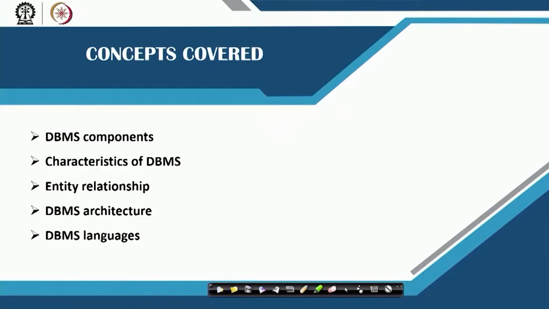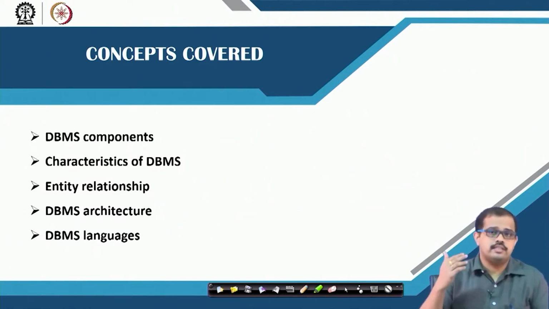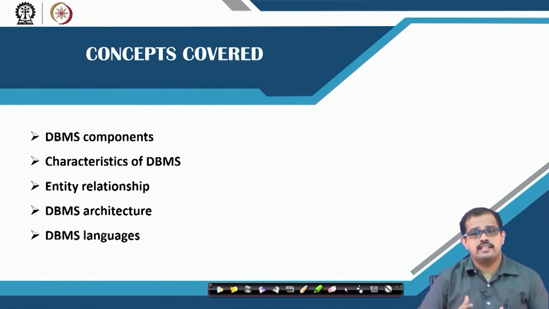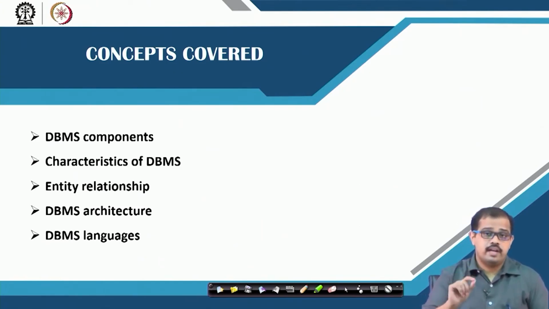Now let's get into what we mean by a database management system, how it works, what are the different relations that exist in this particular database management system, and how we perceive that particular relationship. We'll look at all of these in this lecture. The concepts covered in this class: first, what we mean by a database management system, components in a database management system, then characteristics of a database management system, then we define what is an entity.